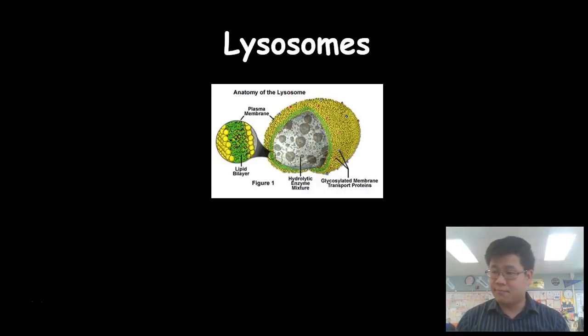The last part, lysosomes, are the parts of the cell that break down and clean up everything in the cell. So you can think of this as the janitor for the cell. They clean up, they also break down old parts of the cell and recycle it so that the cell can use it again.